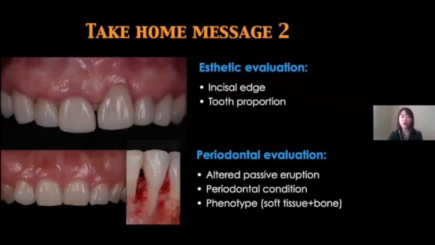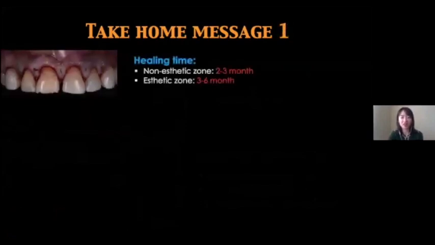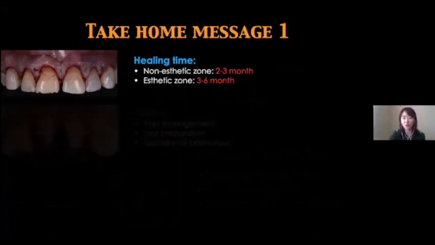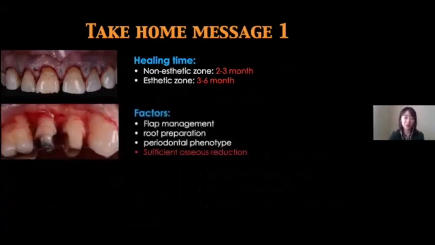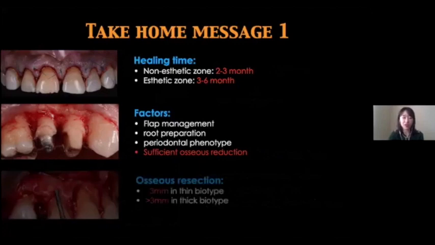And the most important is the periodontal evaluation. Don't forget the autopassive eruption, diagnose properly the periodontal condition and the phenotype, including soft tissue and bone. And that's the first one that I mentioned, the healing time for the aesthetic is 3 to 6 months. Non-aesthetic, which is functional crown lengthening, is 2 to 3 months. And there are several factors that will affect the outcome, but the most important will be sufficient osseous reduction. And then the thin biotype is 3 millimeters, and the thick biotype is more than 3 millimeters. So that's finished.